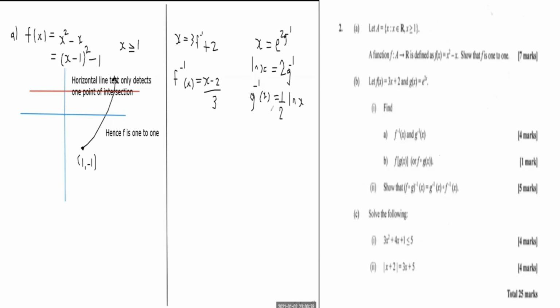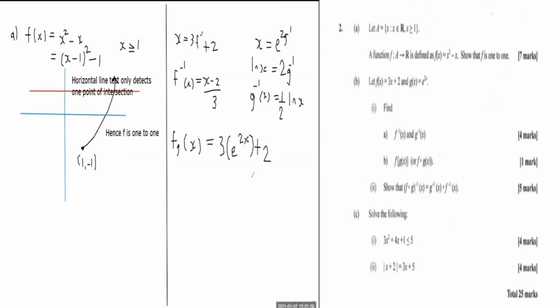Now it says find fg of x. fg of x is putting g of x into f. Let's do that. fg of x is equal to putting g of x into f. So it becomes 3 times g of x, where g of x is e to the 2x, plus 2. So that's fg of x.